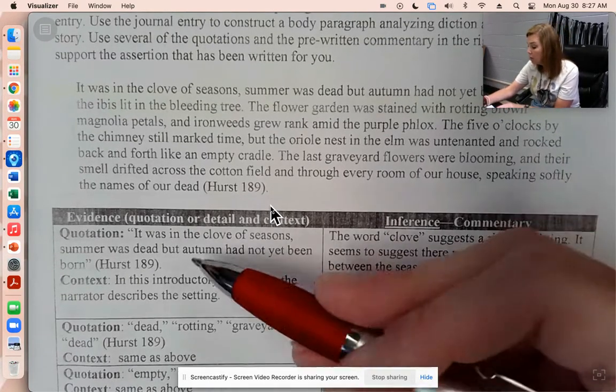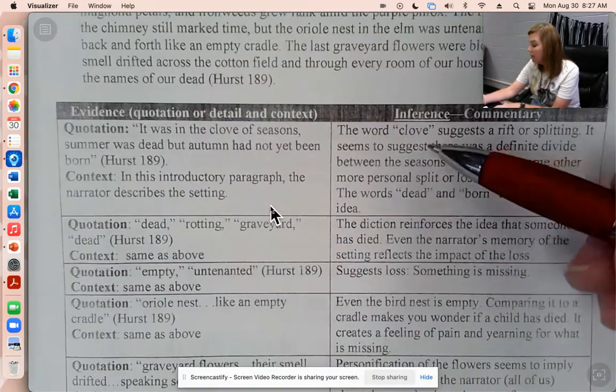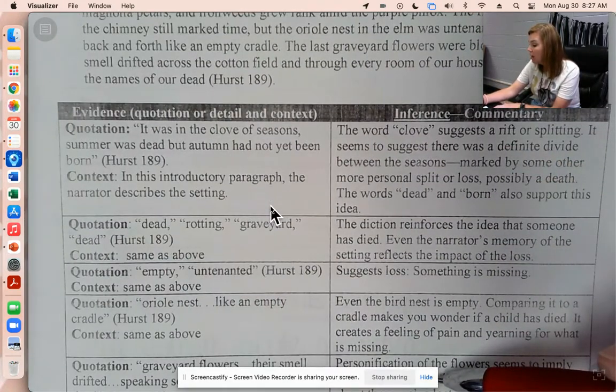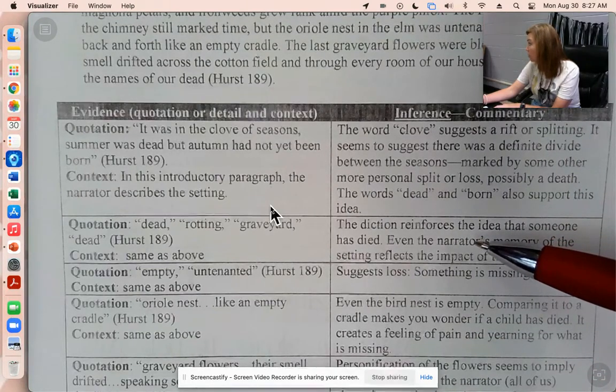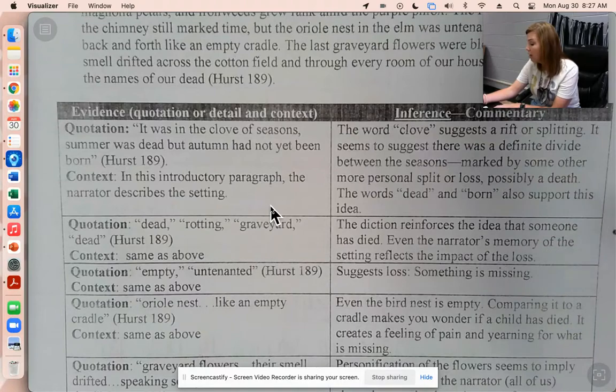Okay, so they've got quotations and context on the left side. They've got inferences over here. Now these inferences are a little bit different because we're not using characterization, right? We're using figurative language and imagery. So it's not going to be "Doodle is" or "the narrator is."